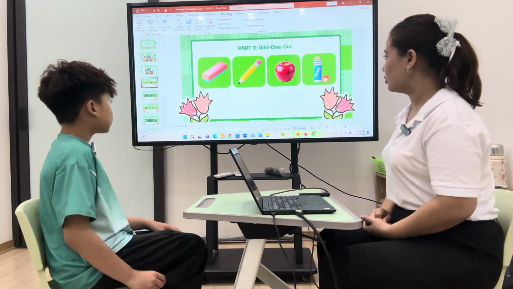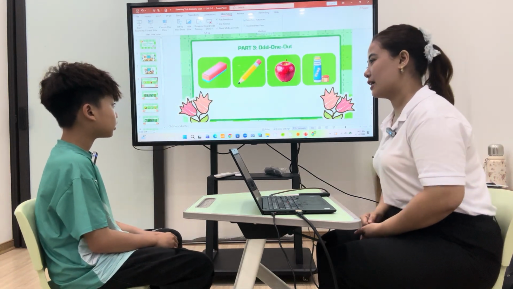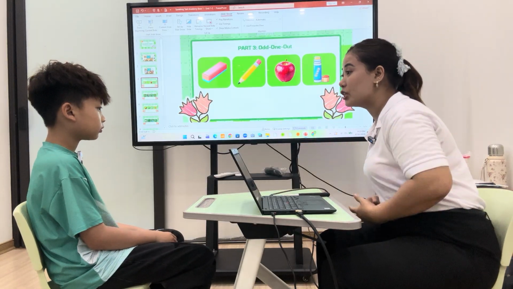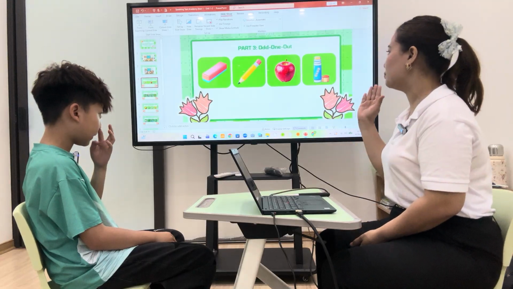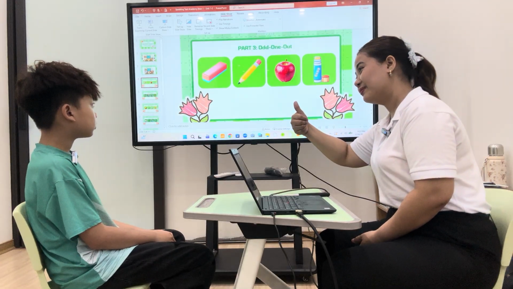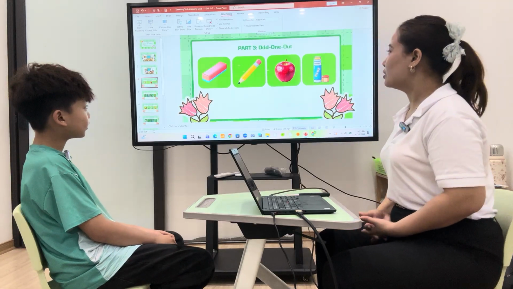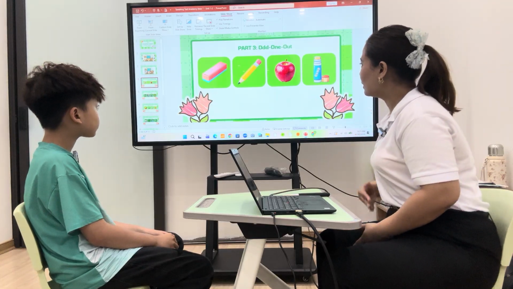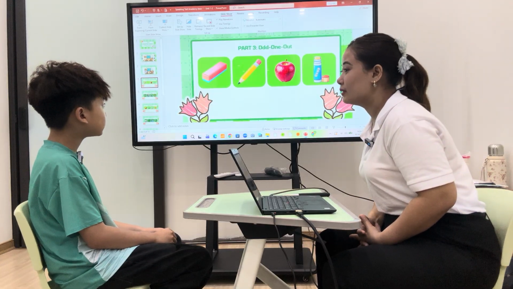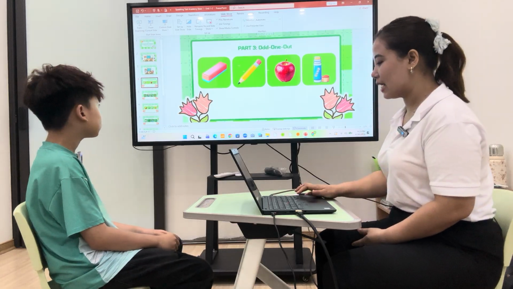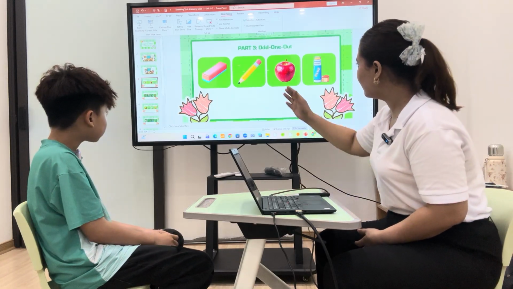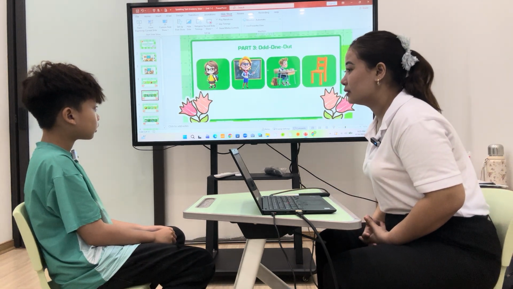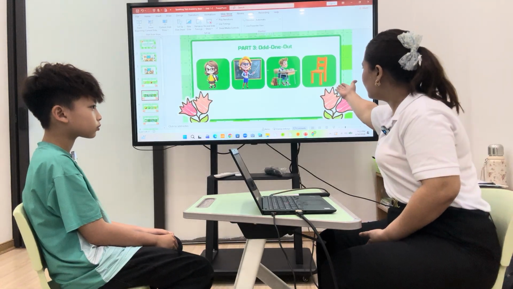Now let's move on to the third part of your speaking test. In this part, you will tell me which picture does not belong to the group, or which is different. Is it picture 1, picture 2, picture 3, or picture 4? Ready? Okay, Leo, which picture is different? Picture 3. Picture 3, why? What can you see in picture 3? It's an apple. All right, it's an apple. Apple is a fruit. And these three are school supplies. Okay, so which one is different? Picture 4.